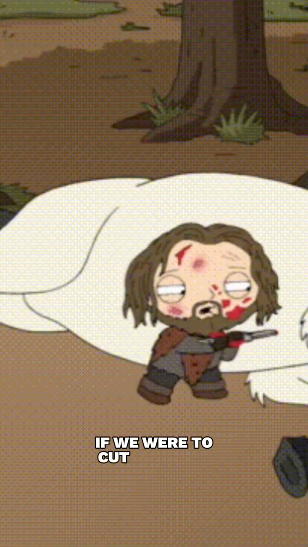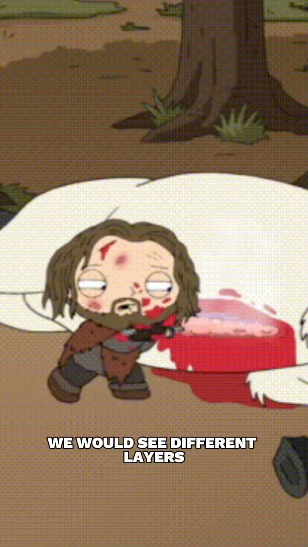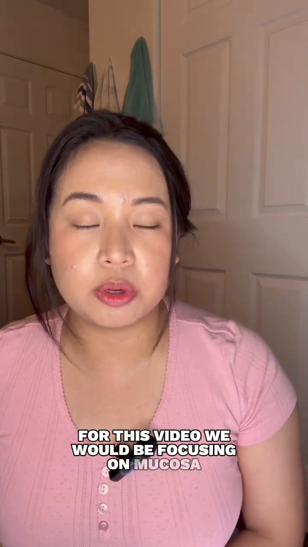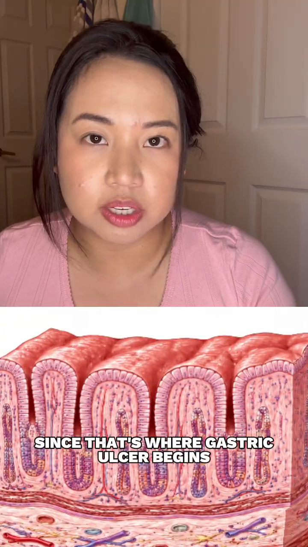If we were to cut through the stomach wall, we would see different layers. We would see the mucosa, submucosa, and muscularis externa. For this video, we would be focusing on mucosa since that's where gastric ulcer begins.